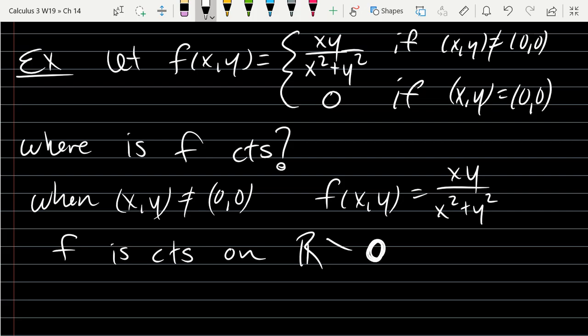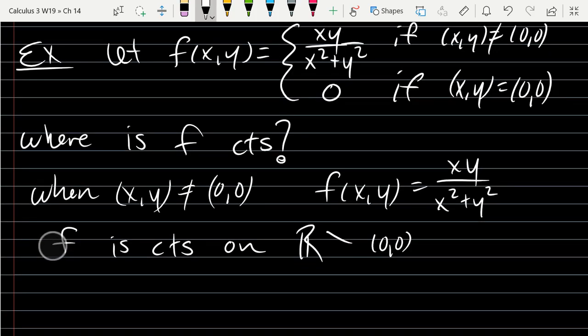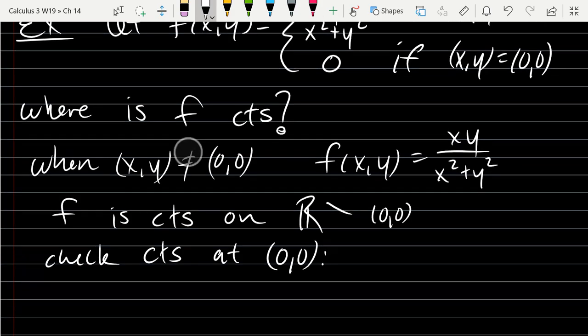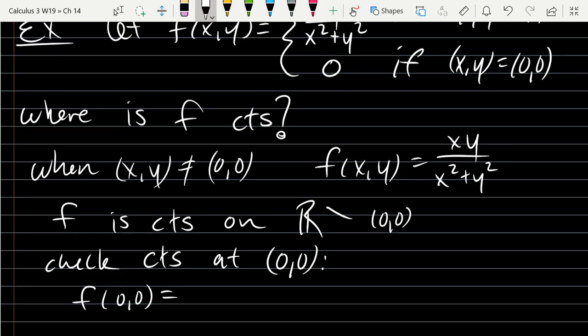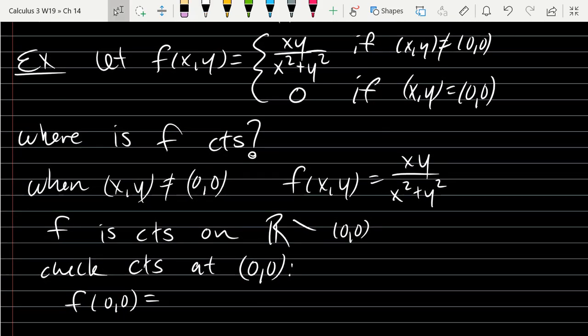Now the only question is, is this function also continuous at the origin? So we're about to check that. I can already say f is continuous on, a few ways to write it, R2 minus the origin. You could write it as R2 minus 0, or you could write it as R2 minus the point 0, 0. So all we have to do now is check if f is continuous at the origin. Two things I have to check: one is the limit, and two is the value. Let's do the value first. It's easy.